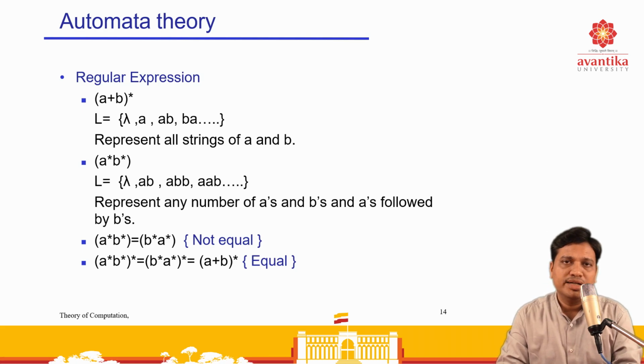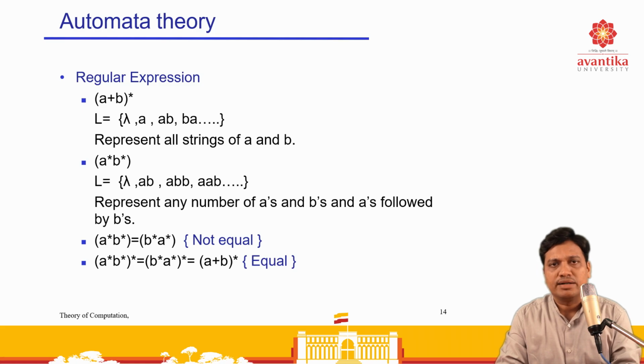Second example of regular expression, A star B star. This particular regular expression represents the combination of AB, single A, single B, A double B, double A B, and also lambda. It is considered as a language representing any number of A's and B's, but A's come first and B's come second. So in every case A's are followed by B's.